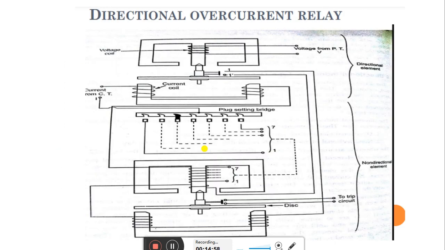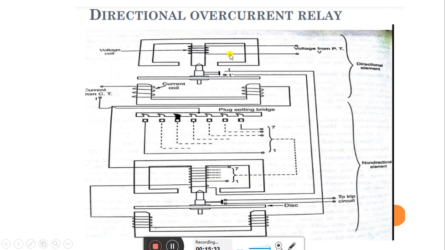Now in this circuit we are talking about the plug setting multiplier. That was not shown there, but it has been shown here. Different settings are provided here, and we can vary these settings to increase the current rating of this current coil. That's why it is called the plug setting multiplier. This multiplier has been shown here. The rest of the overall circuit remains the same.